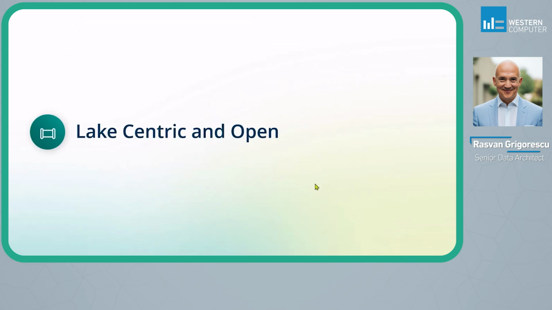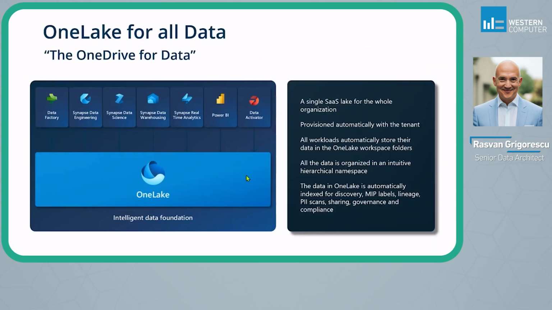The second area, and key differentiator, is the fact that Fabric is Lake-centric. We hear many times that customers are building a data lake. Why is that important? Well, for a few reasons. First of all, the data is in a single place. With OneLake, think about OneLake as being the OneDrive for data. It's provisioned automatically when Fabric is provisioned. All workloads store their data in the same OneLake repository.